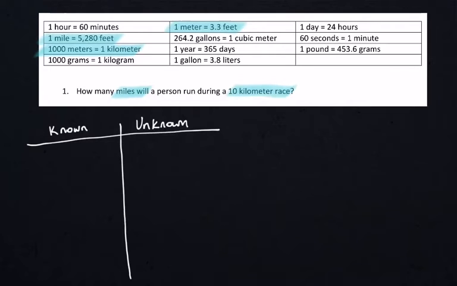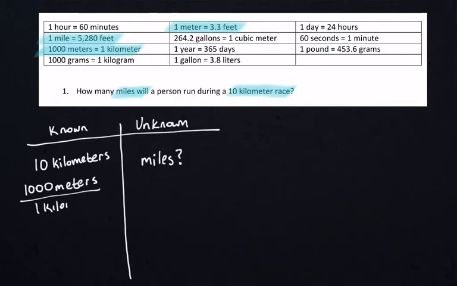So I'm going to write down what I don't know in my unknown table. And I'm going to write down all of those other things that I do know over here. So there's 10 kilometers. There's 1,000 meters per 1 kilometer. There's 3.3 feet per meter. And there's also 5,280 feet per mile. Okay, so what do we do next?